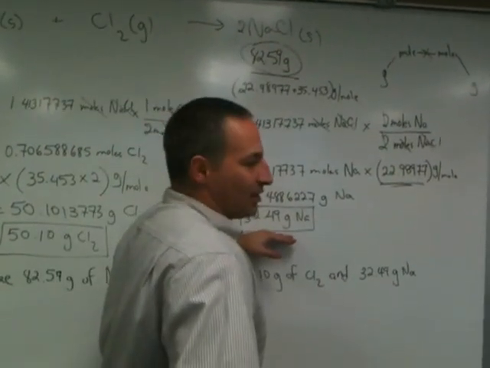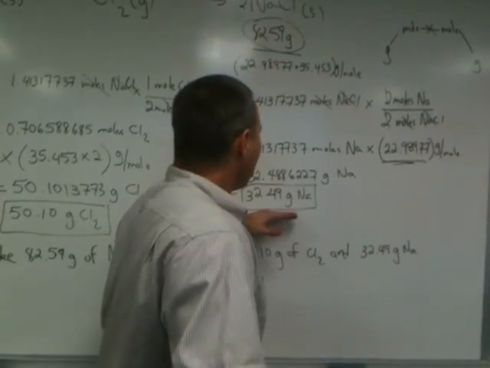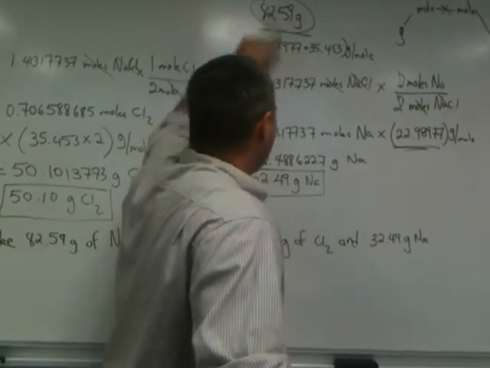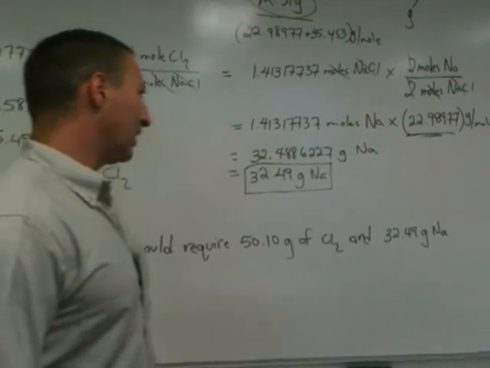And then I restate the answer in the number of significant figures that I'm allowed. I'm only allowed 4 significant figures, so we generate 32.49 grams of sodium, according to our calculations.